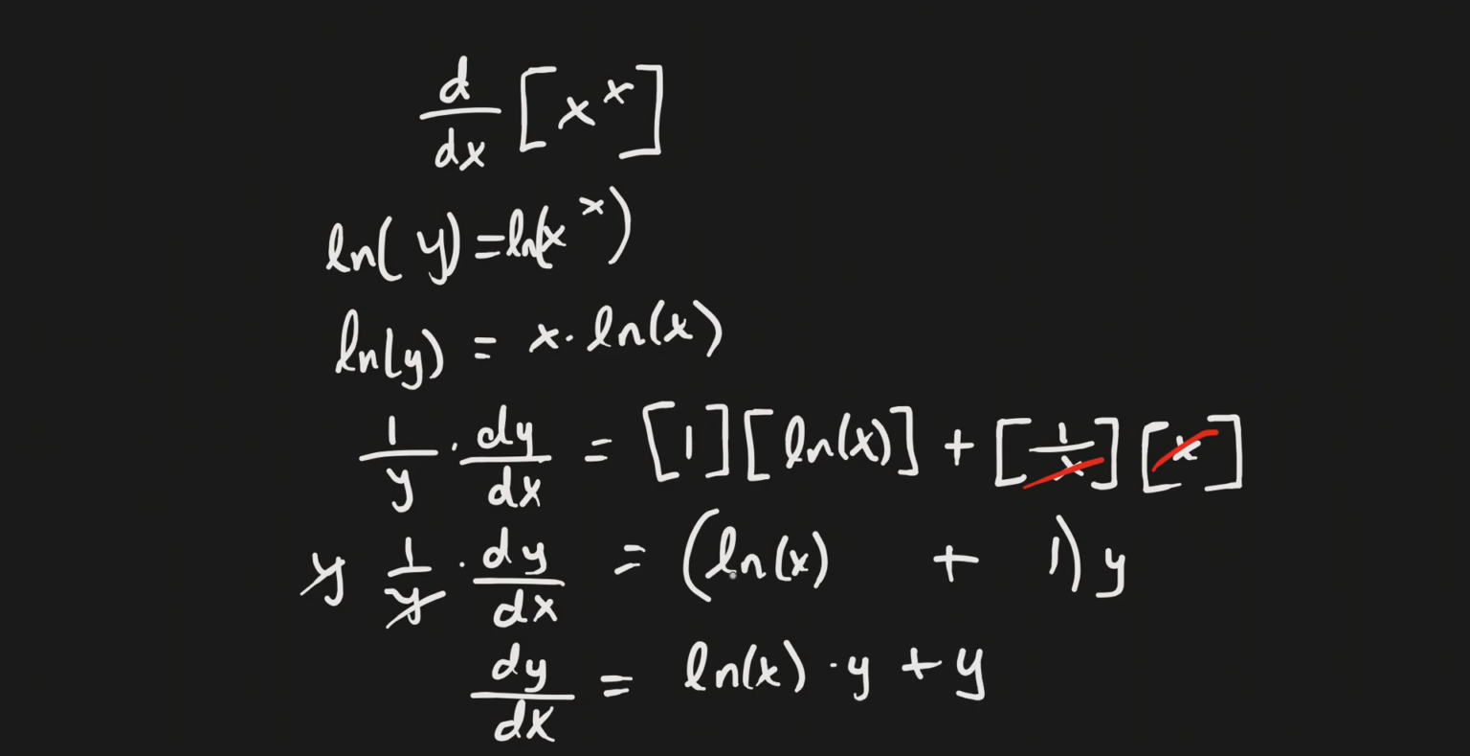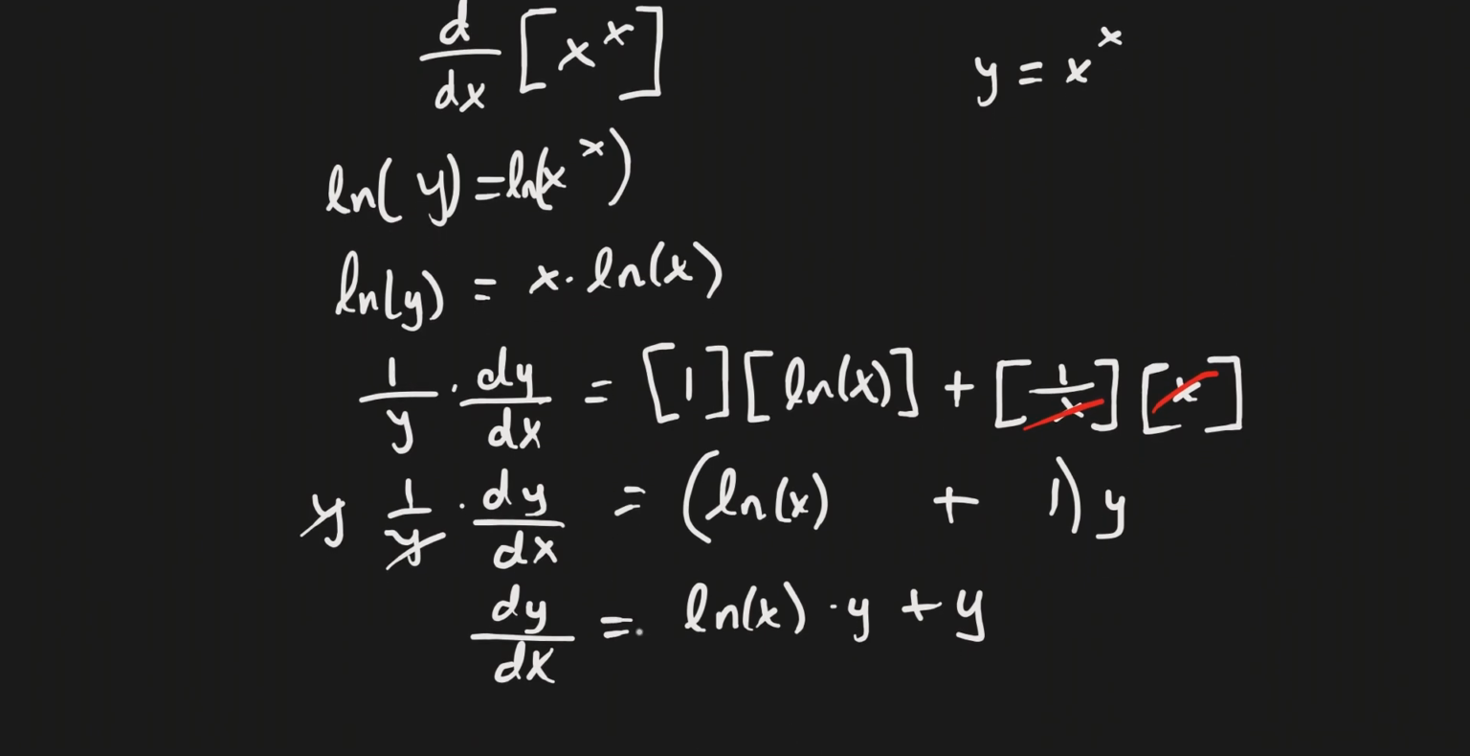Okay, that's interesting. Now, another thing we need to know is that since y is equal to x to the x power, we can plug that back in. So this is just going to be equal to the natural log of x times x raised to the x power plus x raised to the x power, which is simply equal to dy by dx.